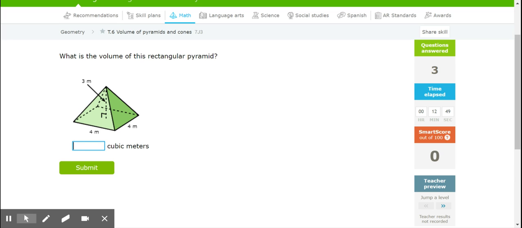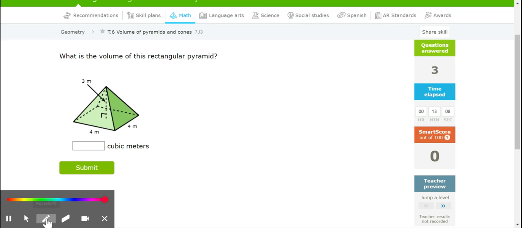Okay, so you needed to get to a 60 SMART score on T6. So T6 is just over volume of pyramids and cones. So you're not going to see any other 3D figure except for a pyramid and except for a cone.